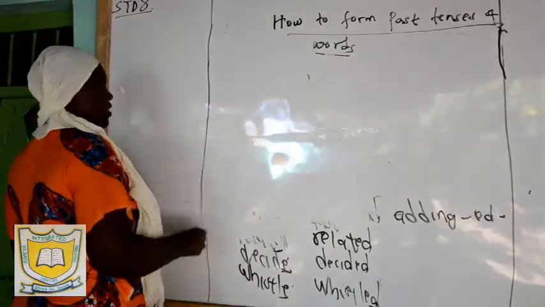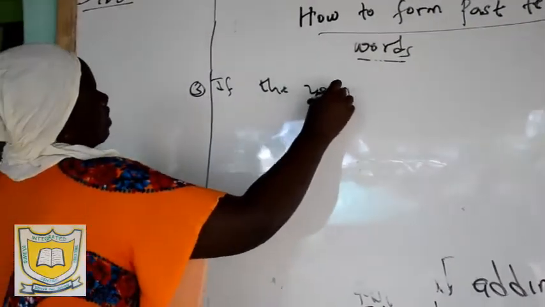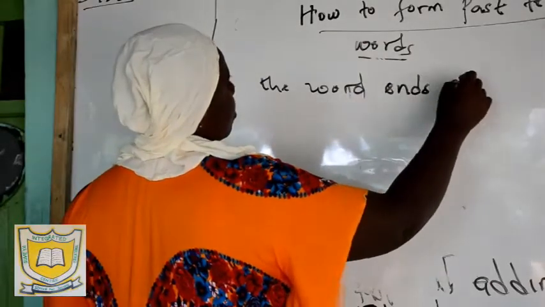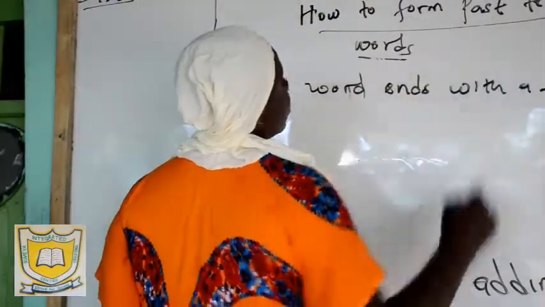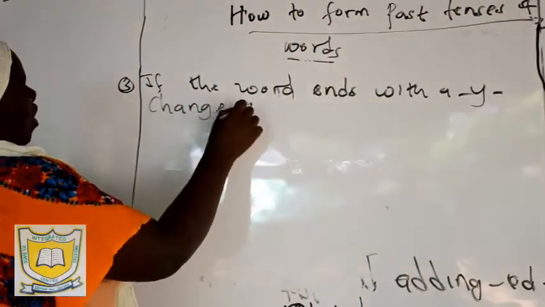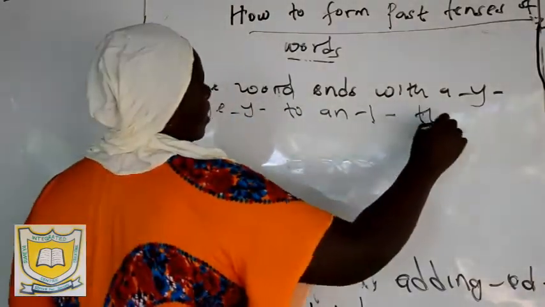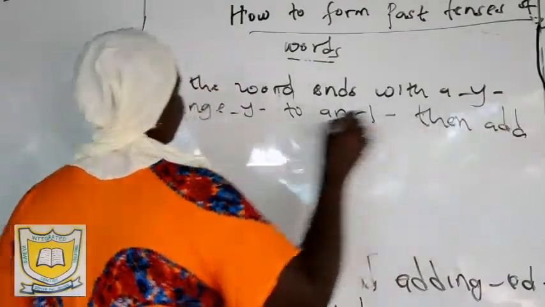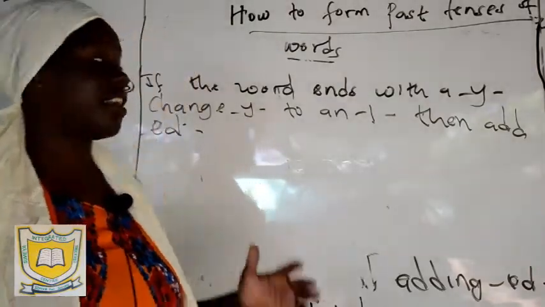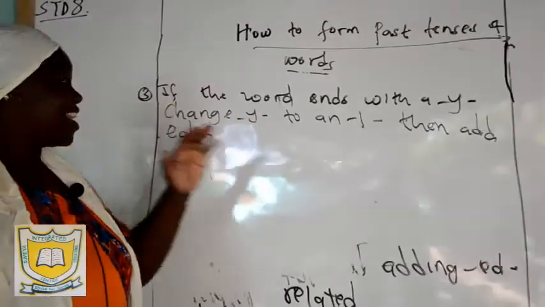So here, number 3, we say, if the verb you are changing to the past tense ends with a Y, you change the Y to an I, then add ED to form its past tense.